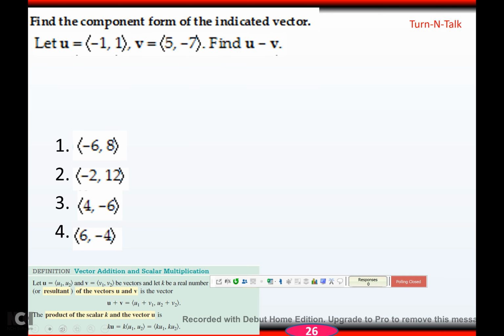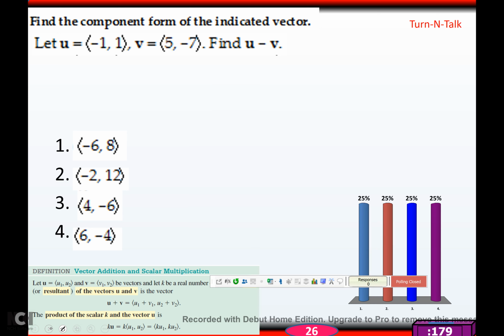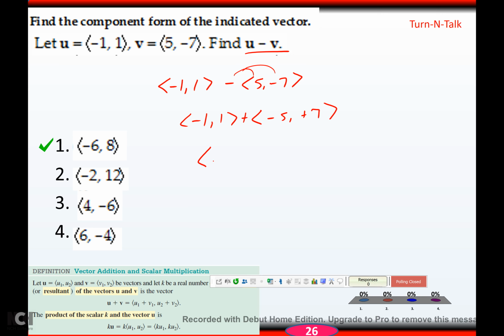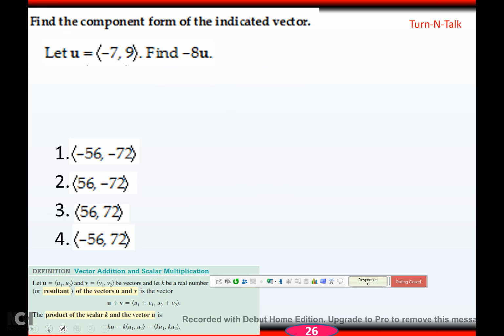And hopefully you got 1. Alright. So they want us to find u minus v. So I got negative 1, 1 minus 5, negative 7. Distribute that negative. I get negative 1, 1 plus a negative 5, positive 7. So I would get then negative 1 plus a negative 5 and 1 plus 7. That gives me negative 6, 8.